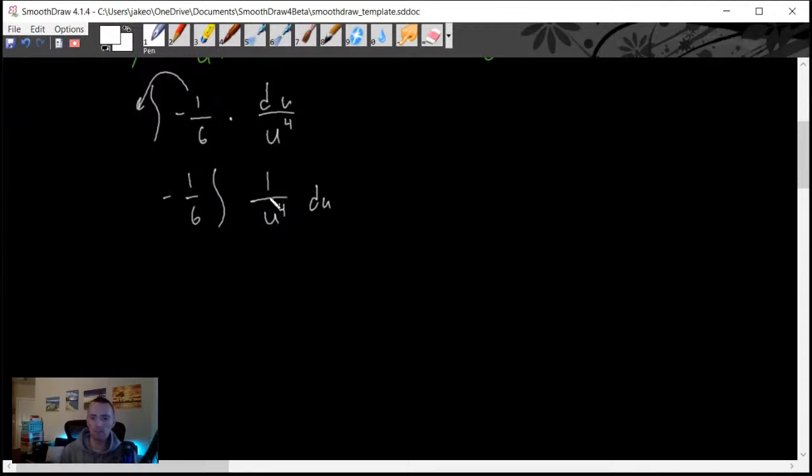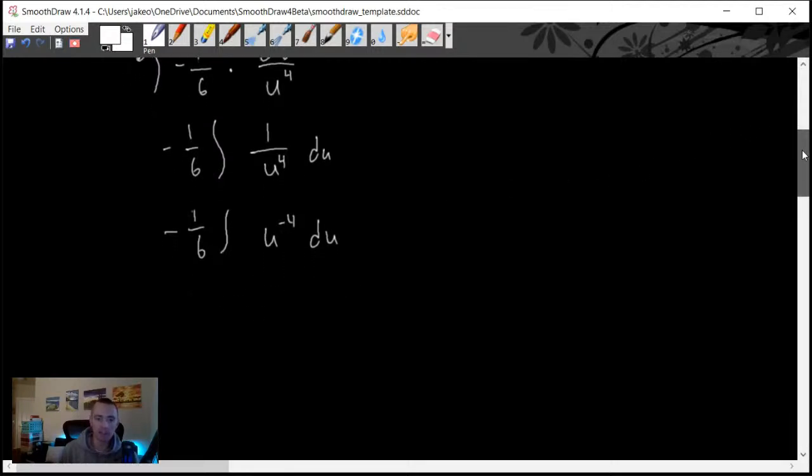Since we just have 1 over u to some power, it's going to be easier to rewrite this not as a fraction. So what you want to keep in mind is whenever you have something to a power on a denominator of a fraction, you can move it up to the numerator and make the power negative. So this is actually the same as u to the negative fourth power. So now this is the integral we're trying to evaluate.